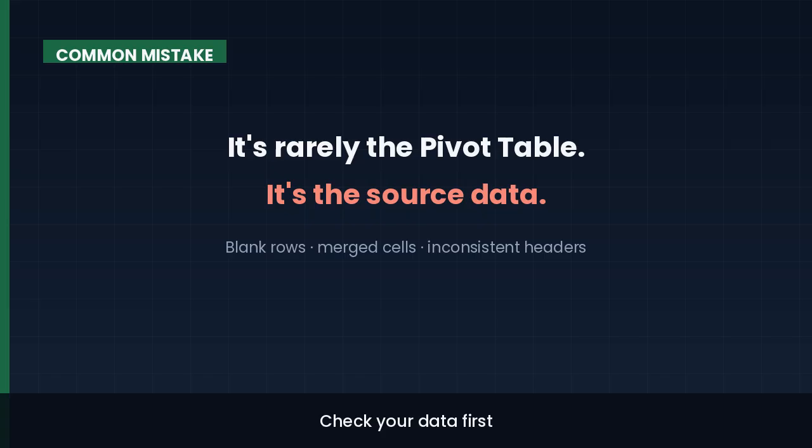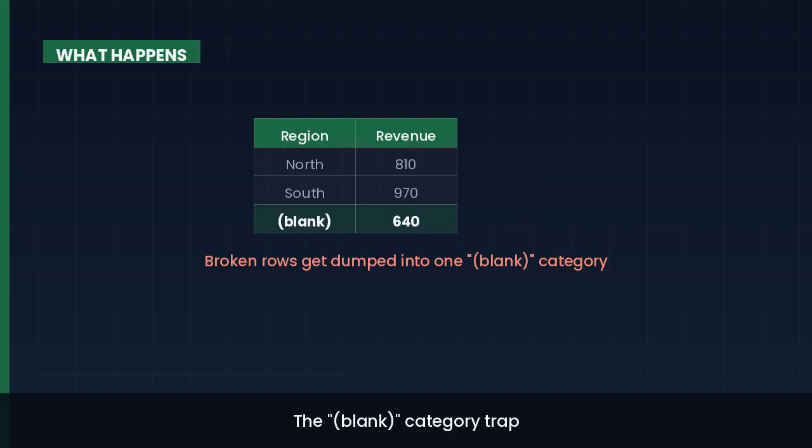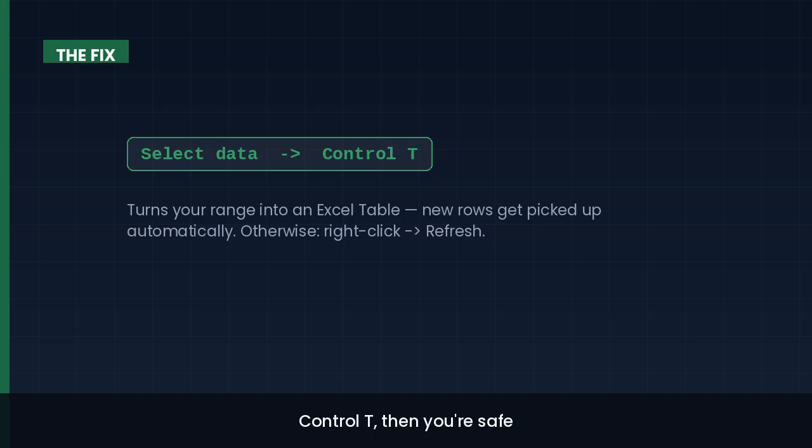The most common pivot table problem isn't really a pivot table problem. It's a source data problem. If your raw data has blank rows in the middle, merged cells, or inconsistent column headers, your pivot table will either miss rows or throw everything into one blank category. And second, pivot tables don't auto-update when your source data changes. If you add new rows, right-click the pivot table and hit Refresh, or better, turn your source range into an Excel table first by pressing Ctrl-T, so new rows get picked up automatically.